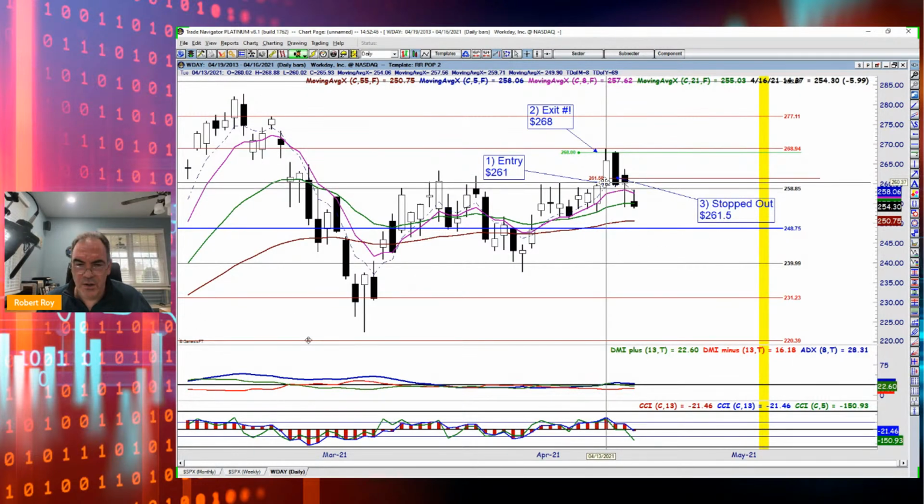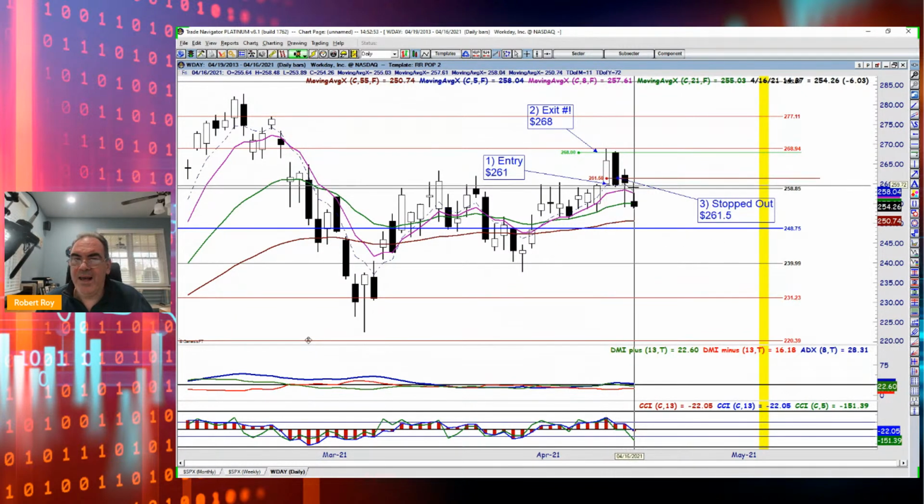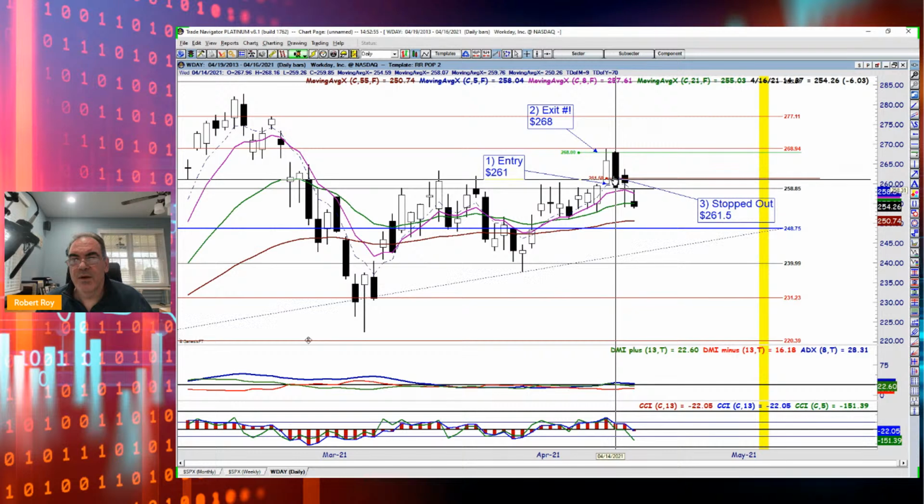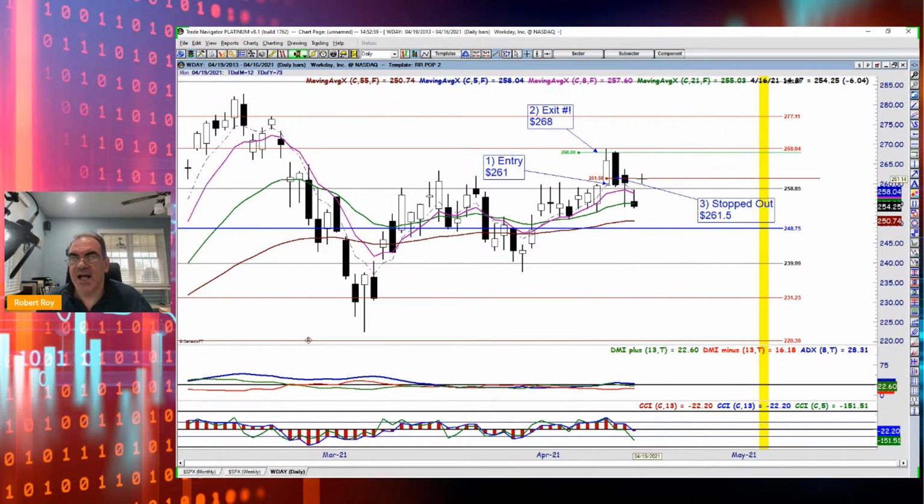So 261, so it was on 413, right? 261 was the entry, right? We had our stop set down here. Our target is up here, right? This was the second stop. Once we hit our target, we moved our stop up and we're taken out.